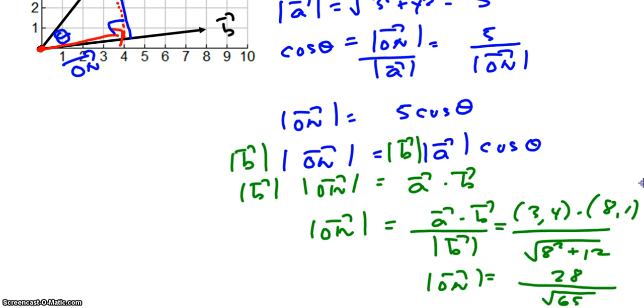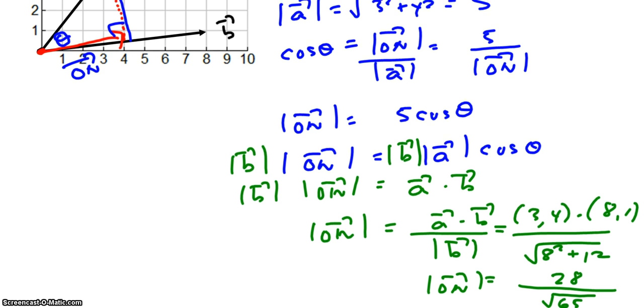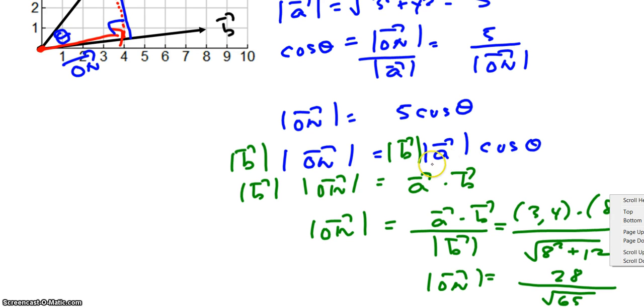This is the magnitude of this. Now there are other ways we can solve for this using grade 10 methods, but this method is very efficient. It's only 3 steps, and we don't need to use the inverse. We don't actually have to calculate the actual angle of this.